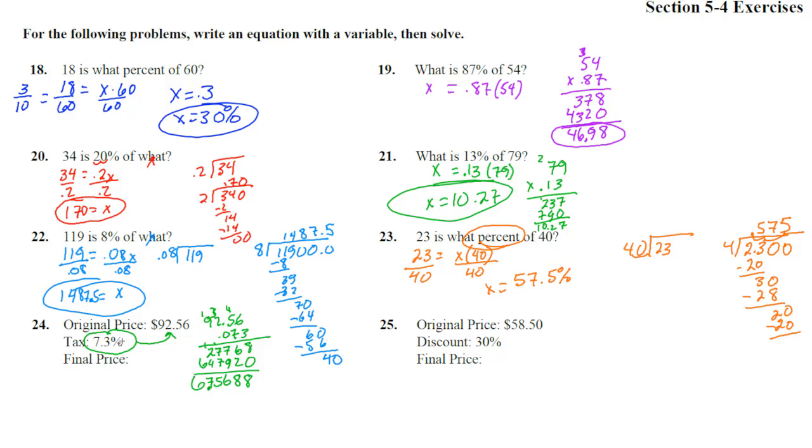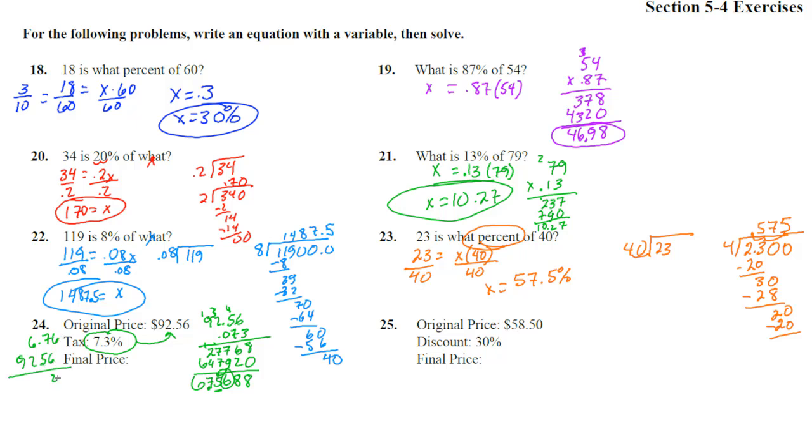All right, so if this is dollars and cents, the tax is 6.7... Got to round right here, so that will turn it to a 6. So the tax is going to be $6.76. And now we have to find the final price. So take and add that to the 92.56.